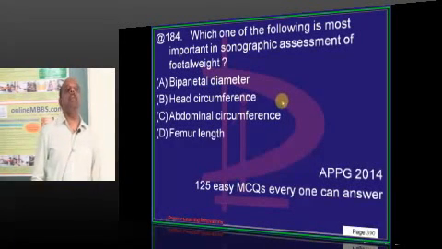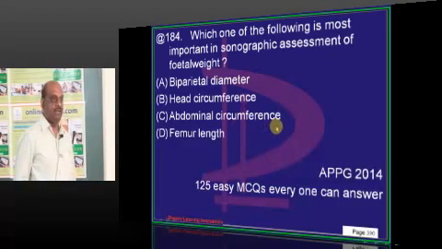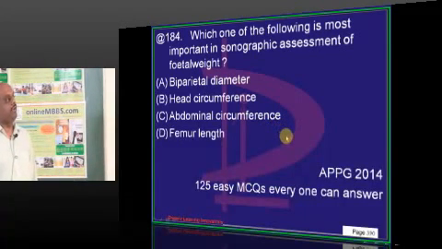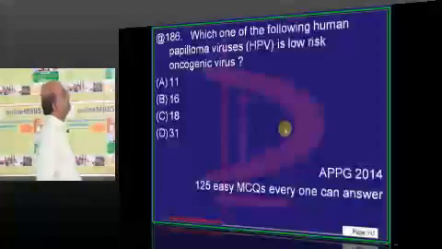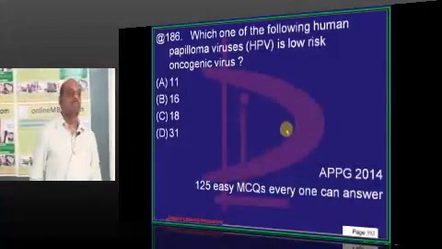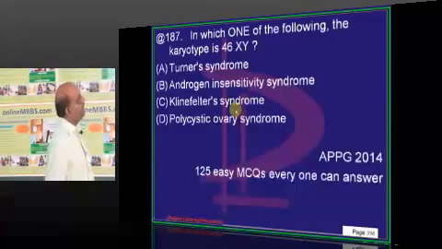The most reliable marker is abdominal circumference for assessment of the fetal weight. Out of 30, at least 25 must be correct, doctor, in gynaecology, this time. Then basically it is the 6 and 11 which are considered to be low oncogenic potential.